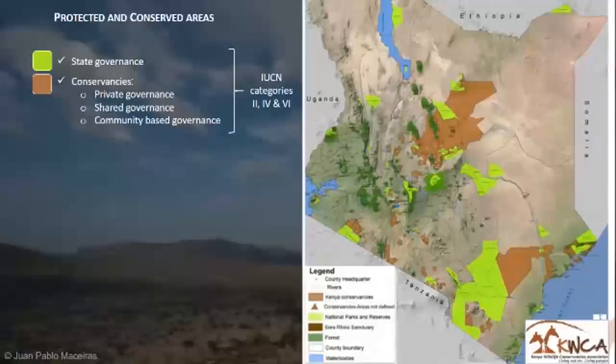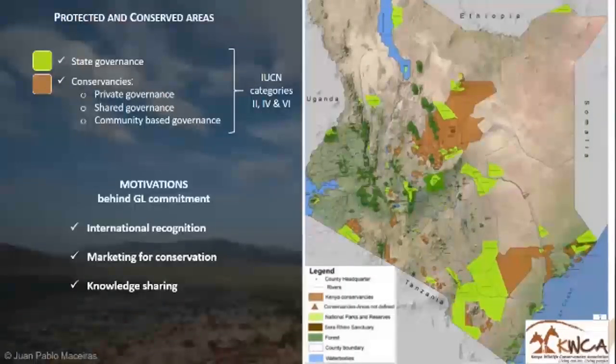But these conservancies are quite recent. They've been existing for the last 10 years only, and they have only been recently recognized officially by the Kenyan government in 2013, actually. And they were really keen to get involved in the Green List process because they wanted recognition about the role they were playing within the protected area network of Kenya in terms of conservation impact, so they wanted to get that international recognition, and they were also keen to get this recognition for marketing purposes, marketing for conservation, and also to share the knowledge they have gained throughout their existence for the benefit of other areas in Kenya, but also in the region.